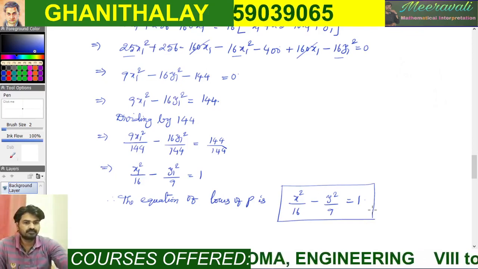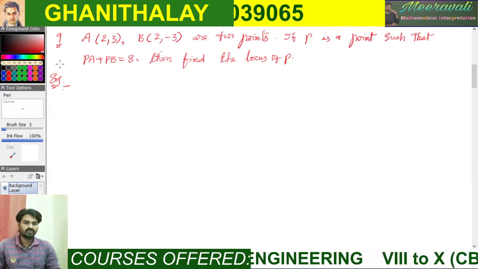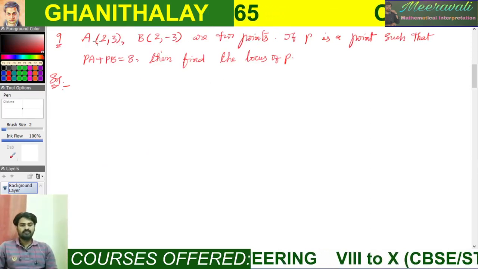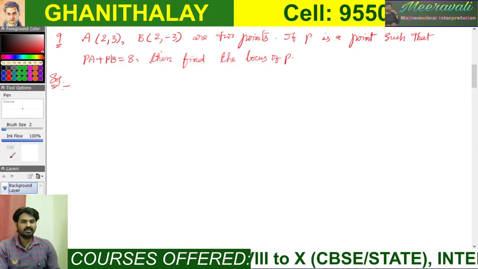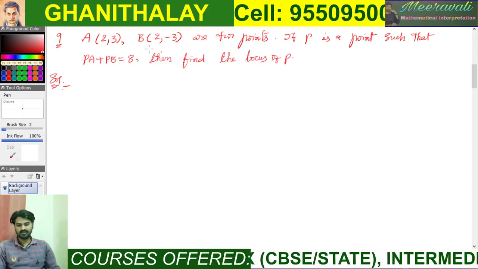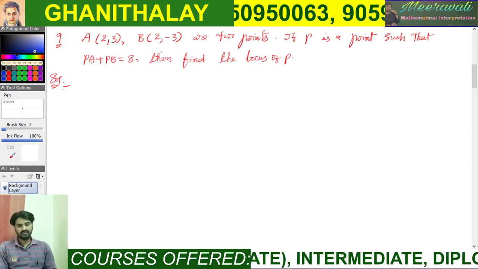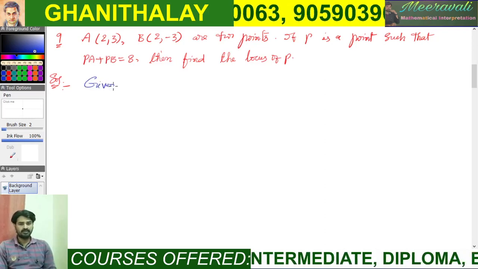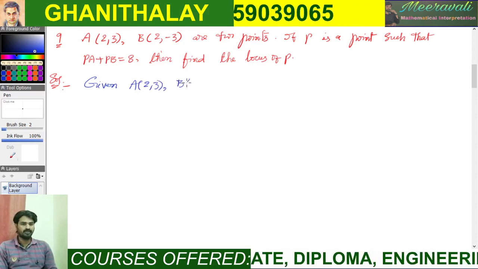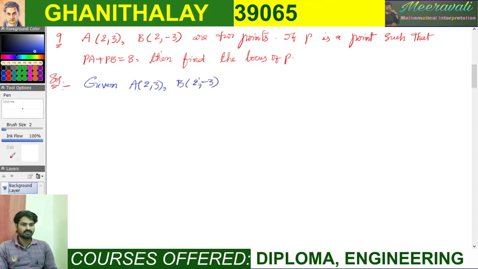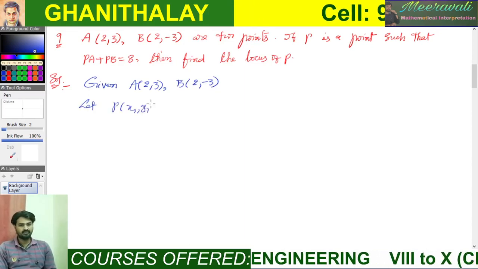Okay, this is the most important problem, students. Okay students, this is the problem. Given A point and B point are 2 points. If P is a point such that PA plus PB is equal to 8, then find the locus of P. Here given directly the condition. So first of all you need to take the points you have seen here. Given A point 2, 3, next B point 2, minus 3. Let P x1 comma y1 be the point on the locus.